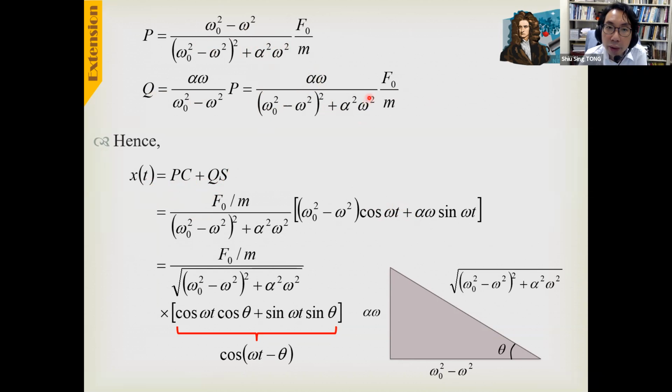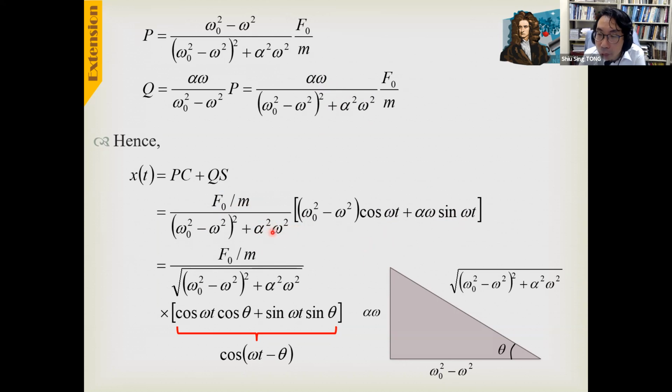We have a common factor. This is the common factor, and we have the sine omega t. This term, omega naught square minus omega square, goes with the cosine, and this alpha omega goes with the sine, right? And all other factors are common factors, so I can extract them out. Is that okay? This is terrible. It looks terrible, right? But it's not difficult. You can manage it if you are careful enough.